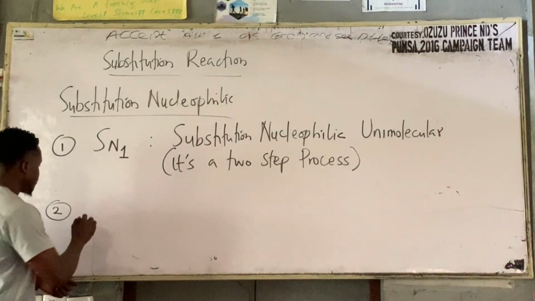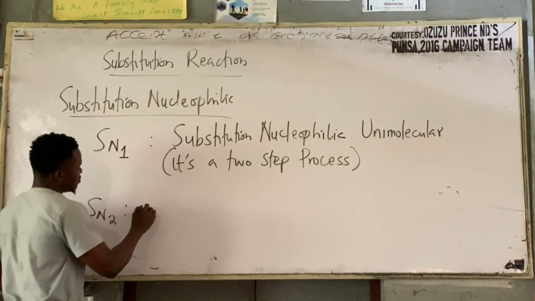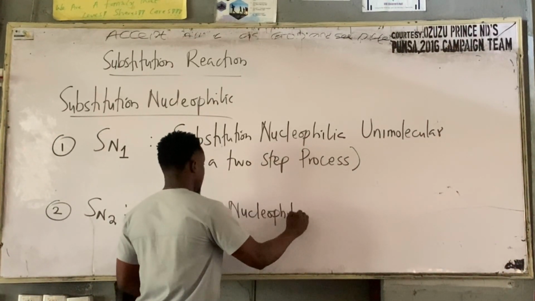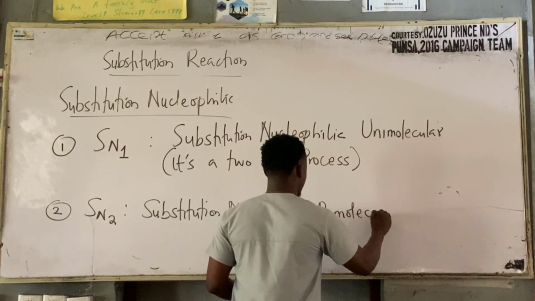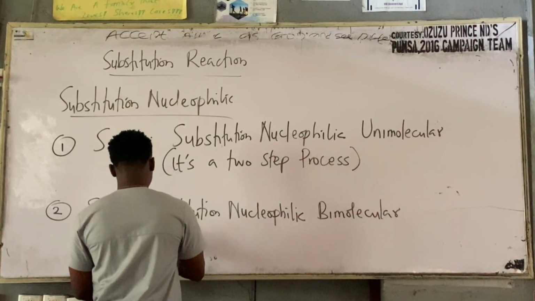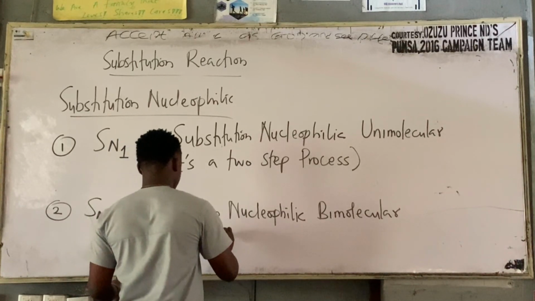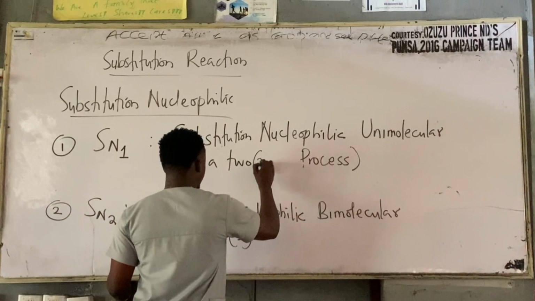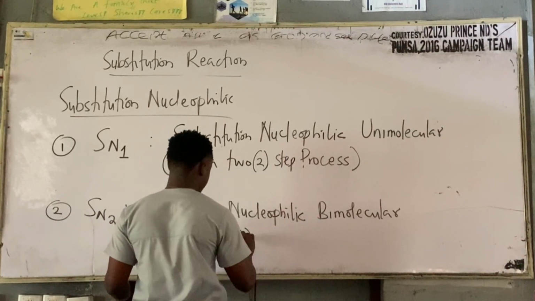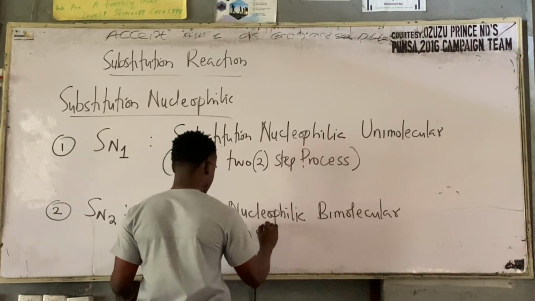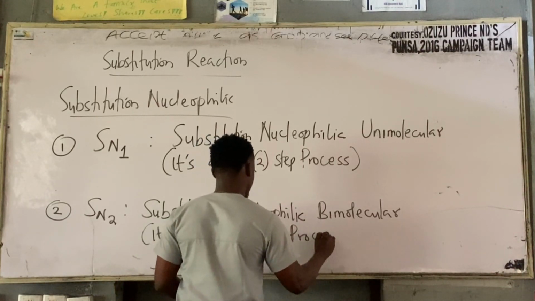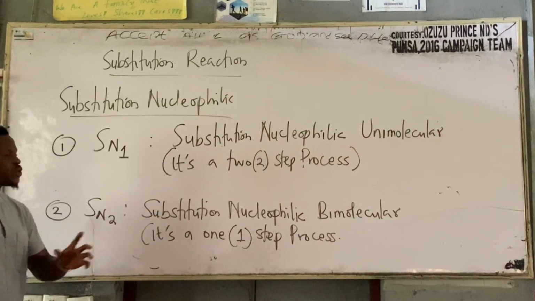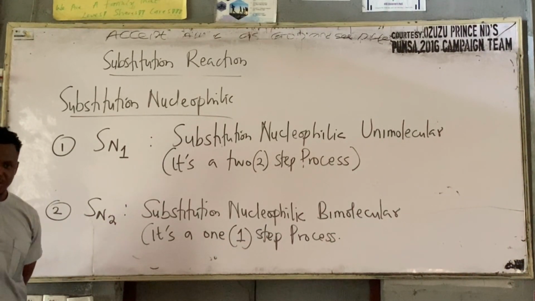Number 2, we have SN2. This is substitution nucleophilic bimolecular. Now we have these two. Now these are the two mechanisms involved in substitution reaction, right?